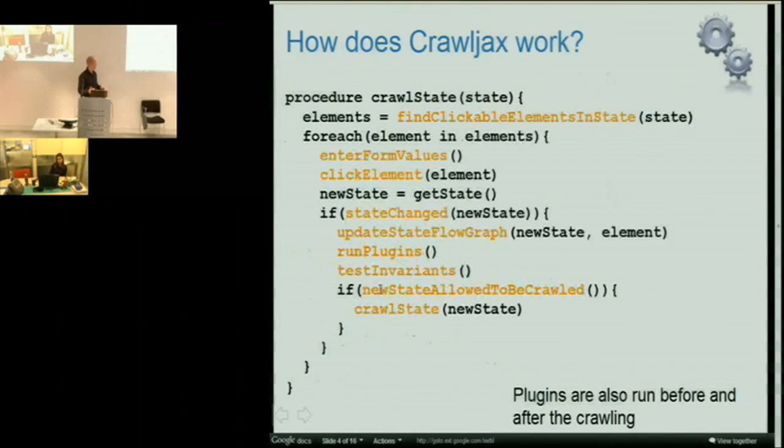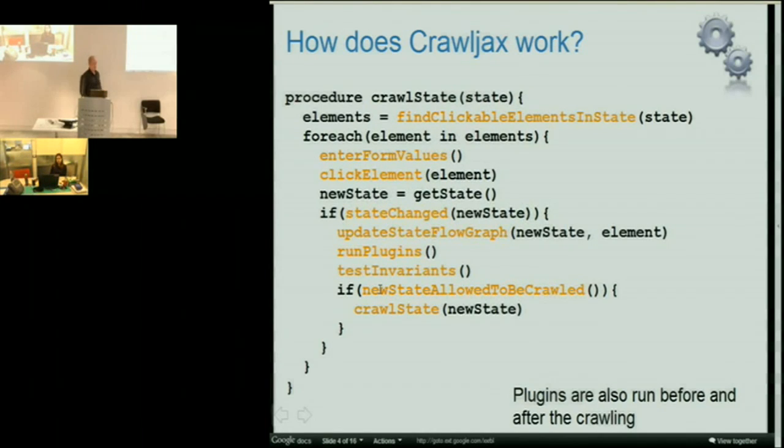Here I can explain how it works in more detail. When you crawl a state, you first scan the DOM tree for clickable elements which are specified by the user, for example, anchor tags. Then Crawljax goes through all these elements and enters form values if it sees some. It could be random values by default, or the user can manually specify values for it. Then it clicks on the element, then it checks if the state has changed. So are we in a new state? We do this by comparing the DOM.